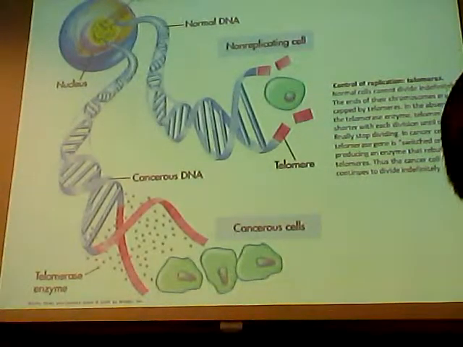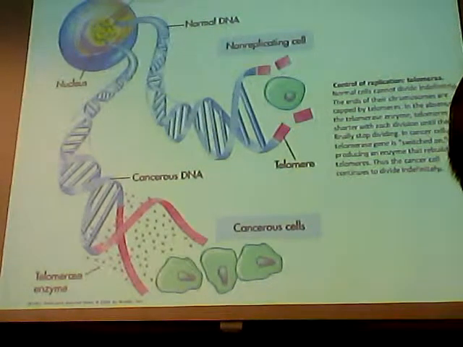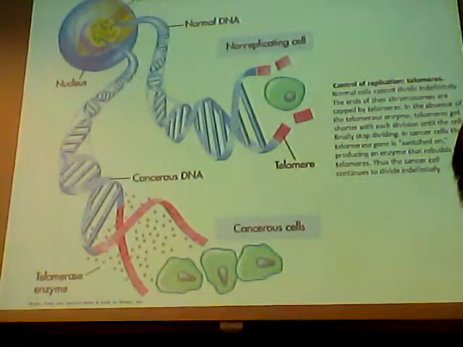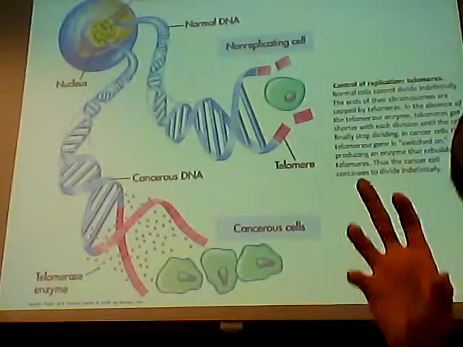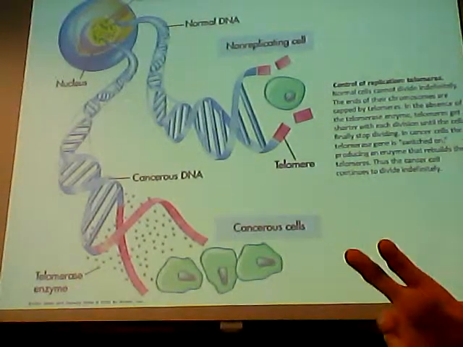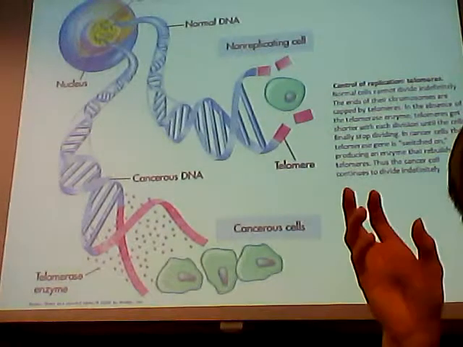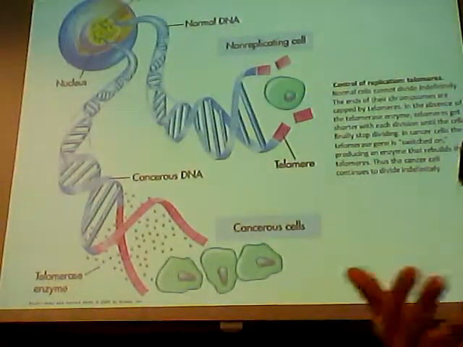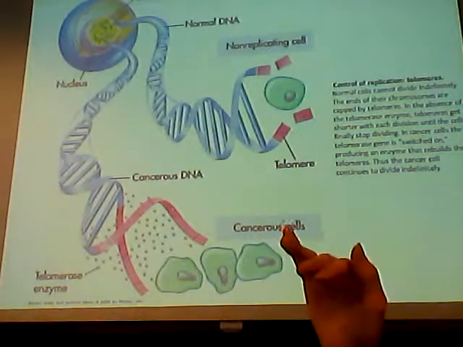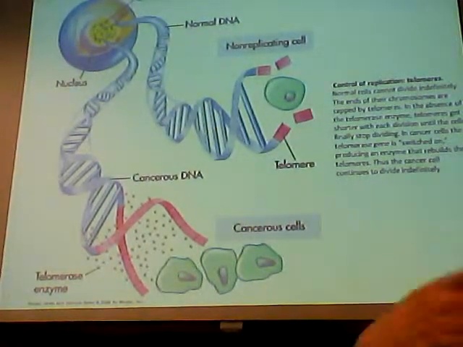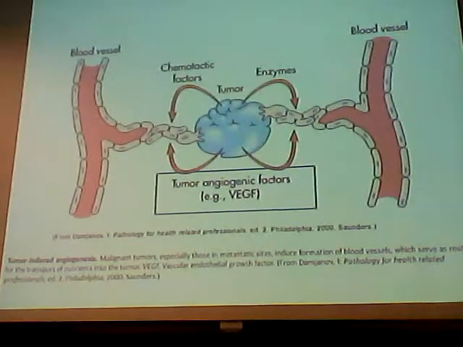Next, we've got limitless replicative potential with telomerase. With telomerase, remember, it's extending the telomeres. In normal cells, we have a limited length of chromosomes because of the telomeres. Once the telomeres shorten all the way down, you can't replicate anymore. But with cancer, they increase that length again so that they can always keep replicating.